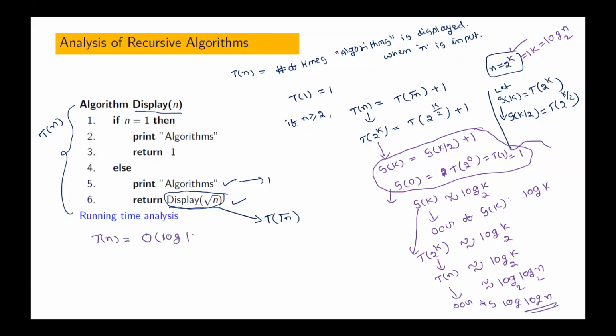Is this correct? Yes, sir. It's also big omega of log n. Is this correct? Theta of log n. This is also correct. Now if I write here T of n is theta of log n, is this correct?